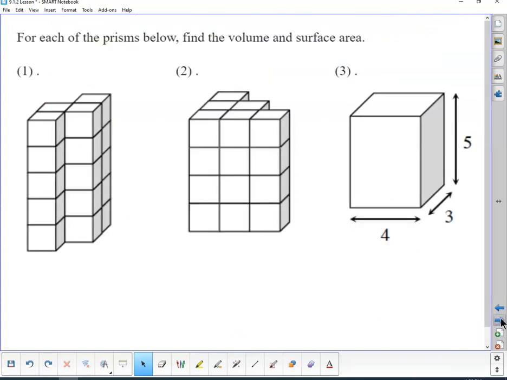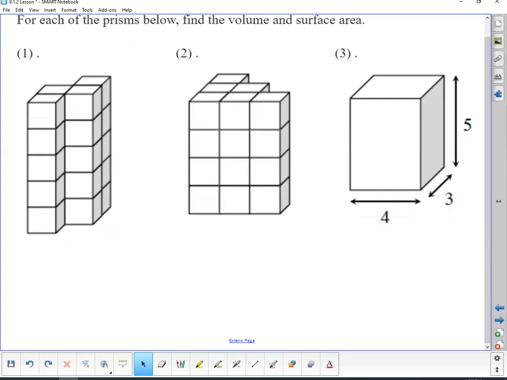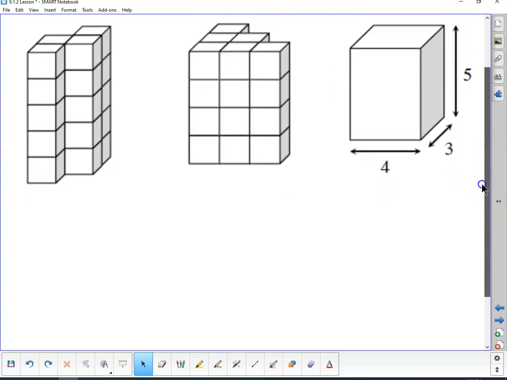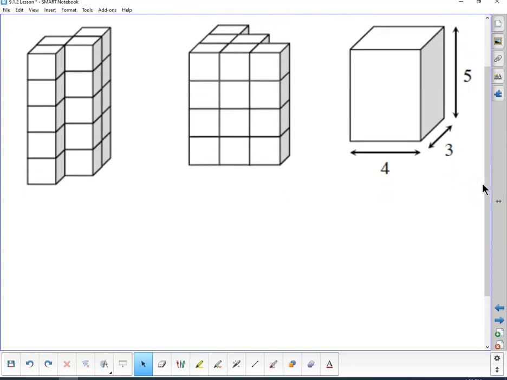So now we've got a couple shapes here. We got three of them, not a couple. We got a trio of shapes. And we're going to be looking at finding the volume and surface area.